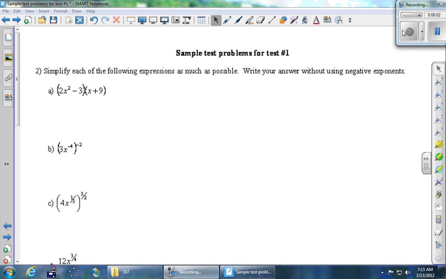This is problem number 2 on sample test problems for test number 1. Simplify each of the following expressions as much as possible. Write your answer without using negative exponents. Part A, 2x squared minus 3 times x plus 9.